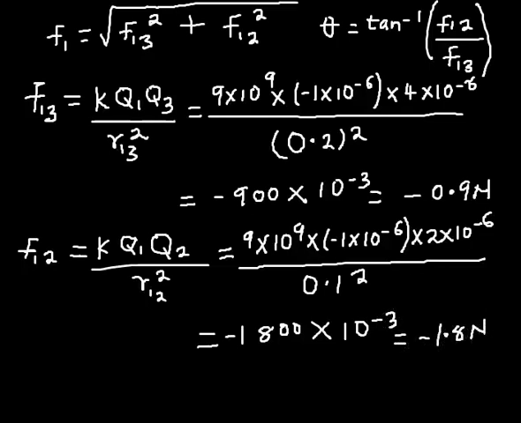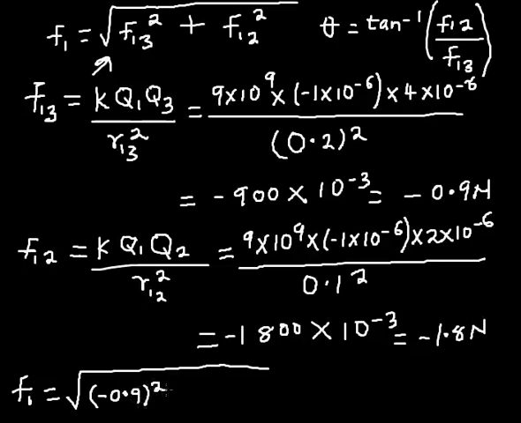So I've gotten everything I need now. I can now apply my Pythagoras rule up here. So let's work on this. There's going to be the square root of F13 square, which we evaluated to give us minus 0.9, so minus 0.9 all square, plus F12 square, that is minus 1.8 all square. The calculator will help us work on this.